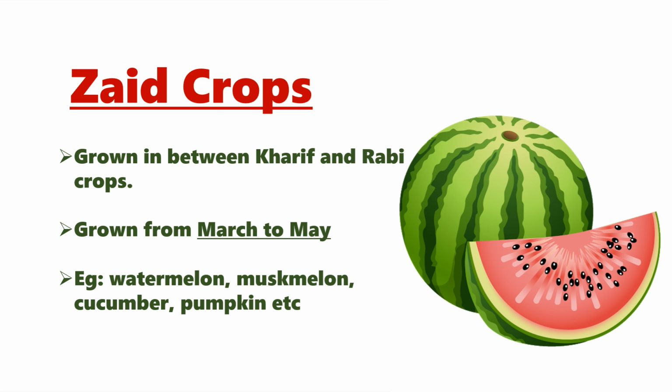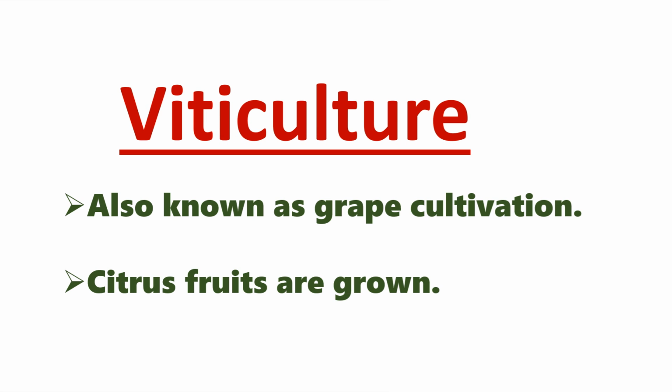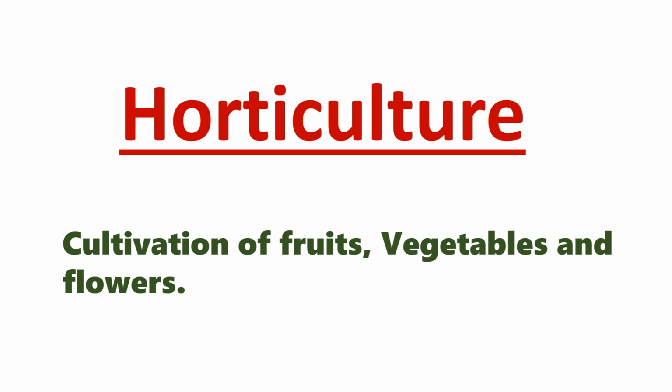Then we are going to discuss two other types of agriculture. The first is viticulture. It is also called grape cultivation. Viticulture is a very common type of farming in which citrus fruits, rich in vitamin C, like grapes, oranges, lemon, etc. are grown. Then there is horticulture, which is the cultivation of vegetables, fruits, and flowers, together termed as horticulture.